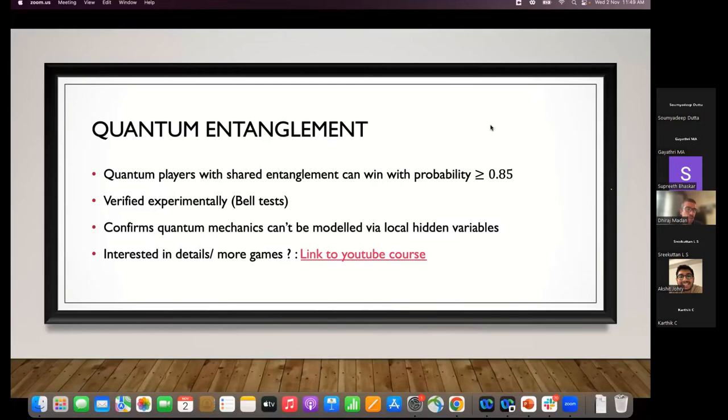It's actually half plus 1 over 2 root 2. So it's almost 0.85. And it's actually the best you can do, even in quantum. You can't do better than that.